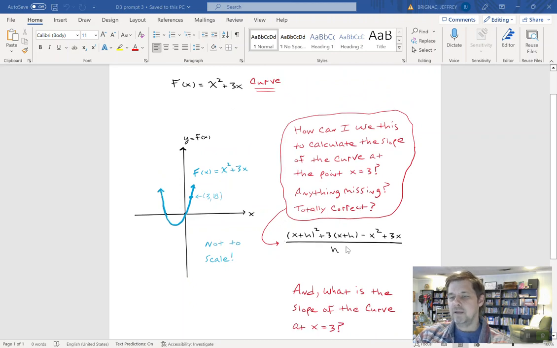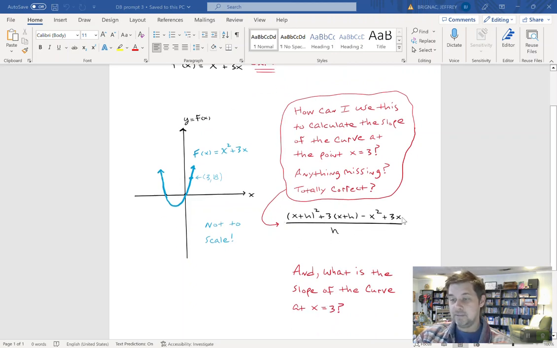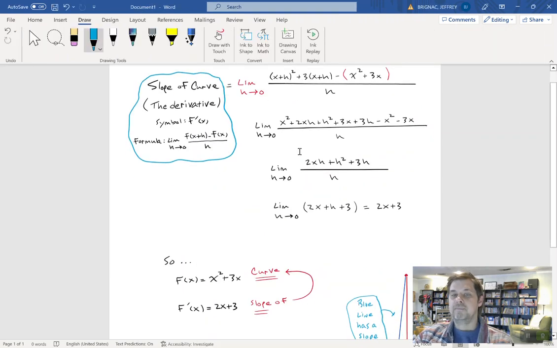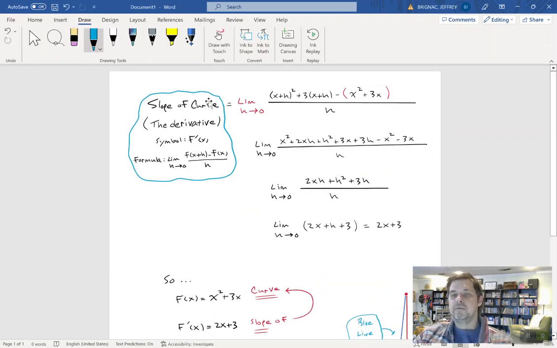Okay, so I did leave some things out of that. There are some things missing that need to be there. And let me show you over here what they are. Okay, so here is the revised formula. First, the derivative, the thing that tells us the slope of a curve, is expressed in terms of a limit. The limit must be there. Okay, so it has the stuff that I had, but it must involve a limit as h goes to 0.